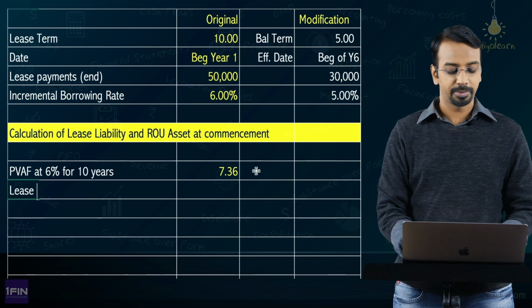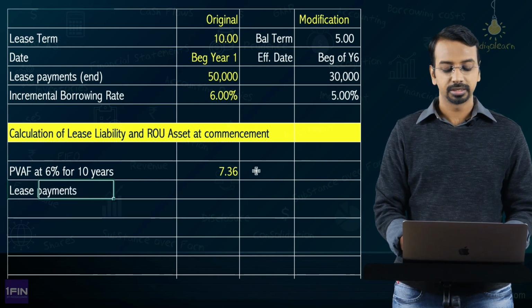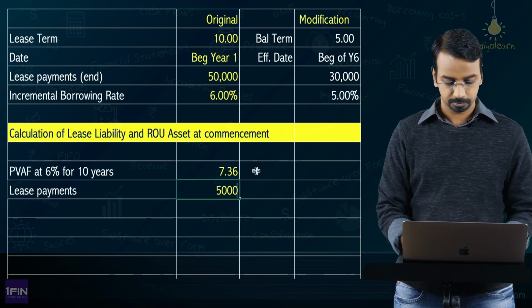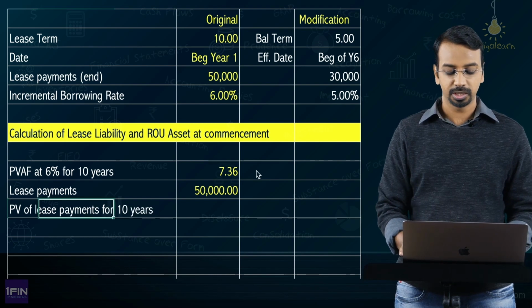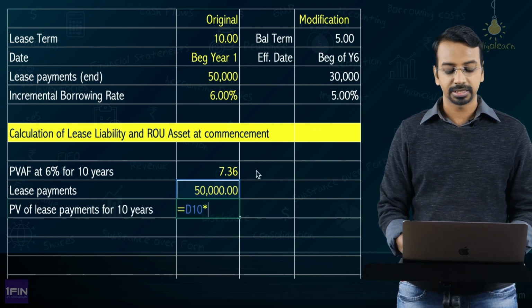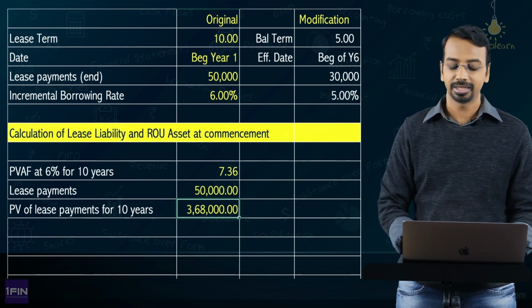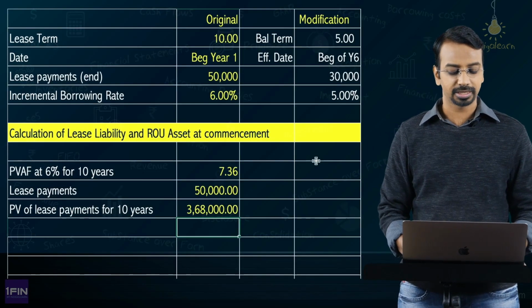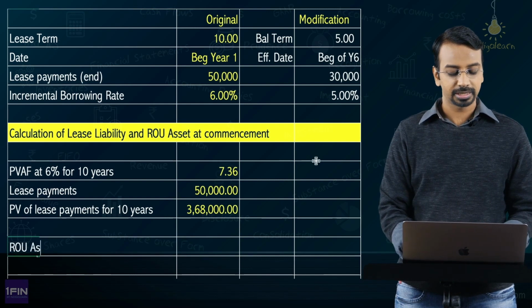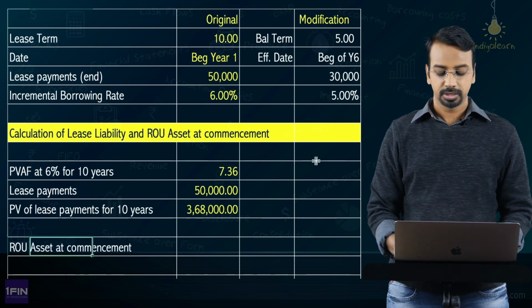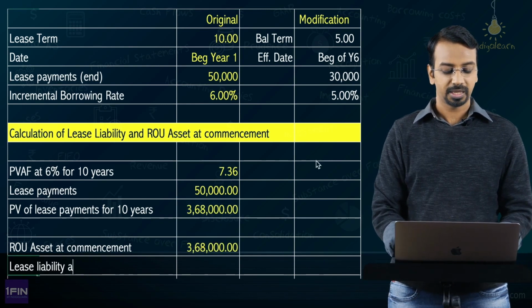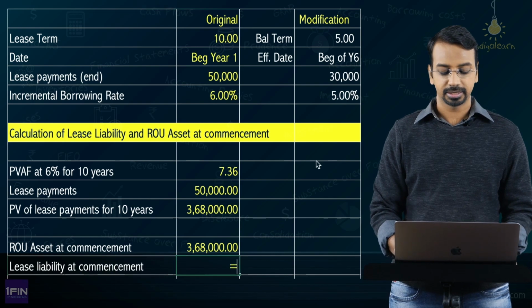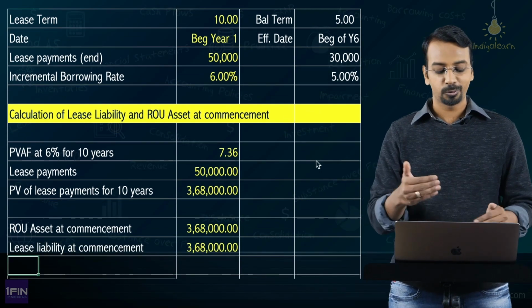Then lease payment is 50,000. Okay. So, present value of lease payments for 10 years is nothing but 50,000 multiplied by 7.36, you get 3,68,000. What is it? 3,68,000. This is ROU asset at commencement is 3,68,000 and lease liability at commencement 3,68,000.